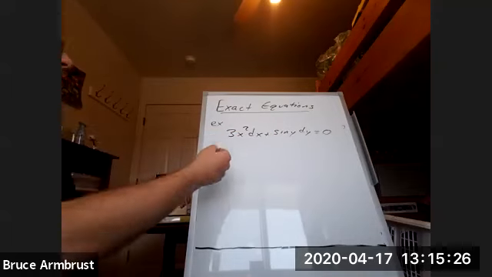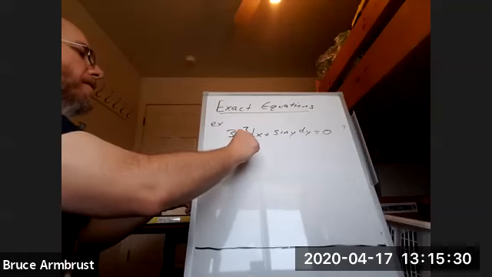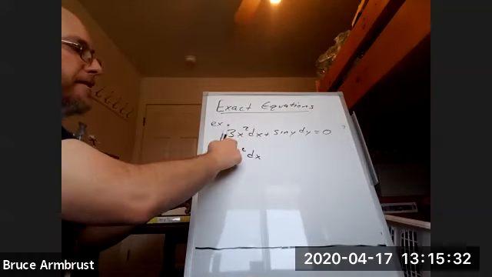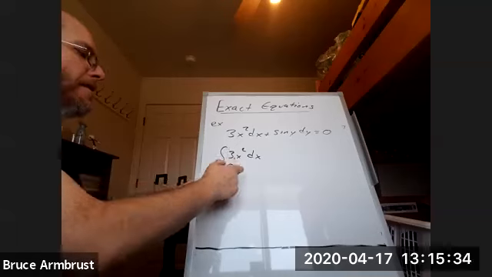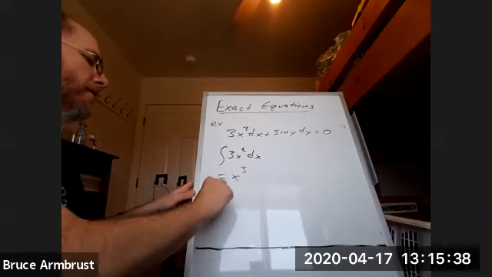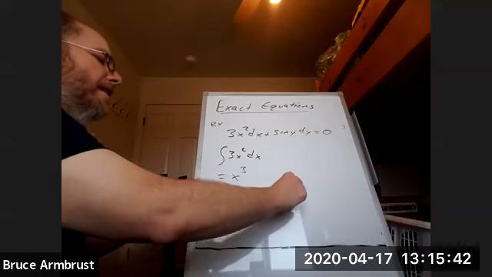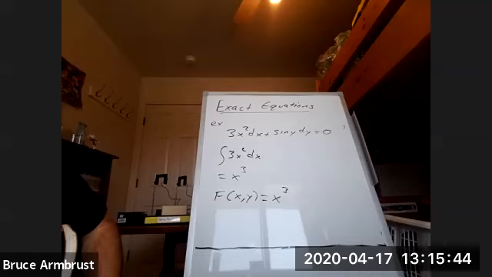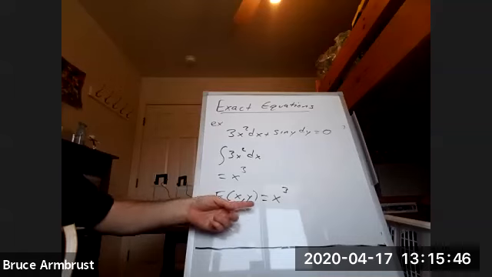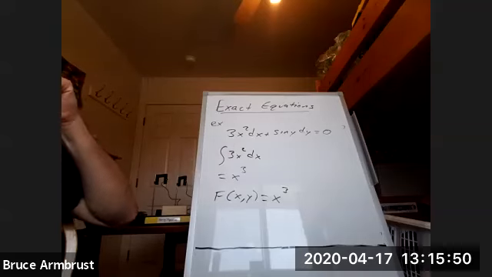So the way that we did this is we individually integrated the two pieces. We're going to take that 3x squared and integrate it with respect to x. That gives us an x cubed. So we know whatever that function f is, it's going to have in it an x cubed, because when we take a partial with respect to x, that gives us 3x squared.